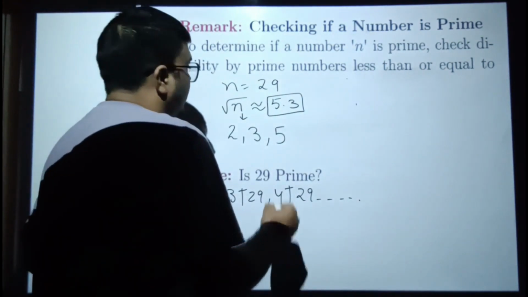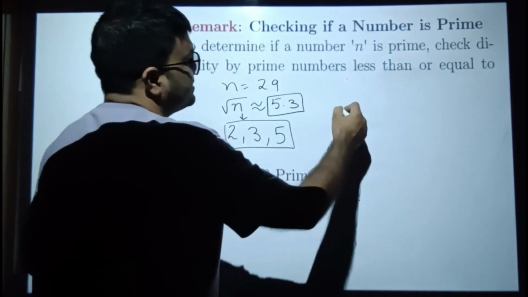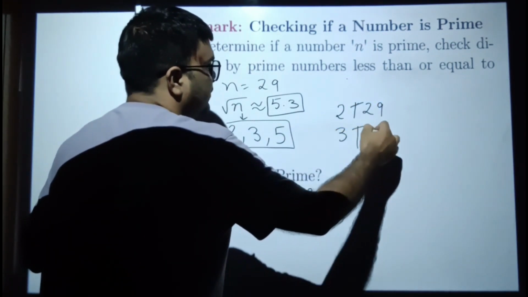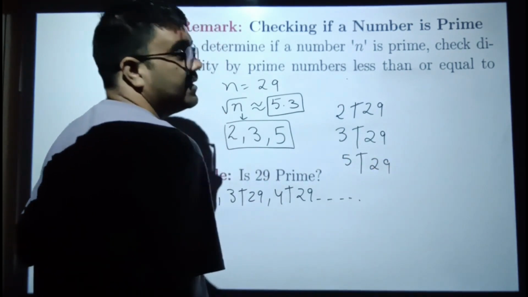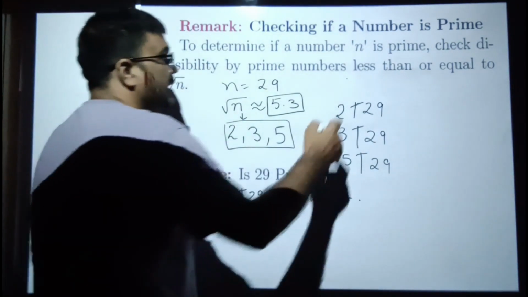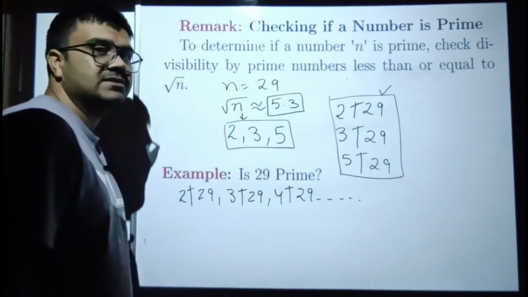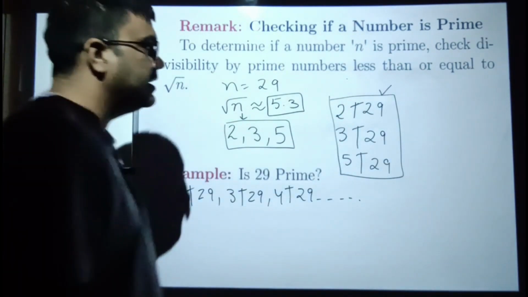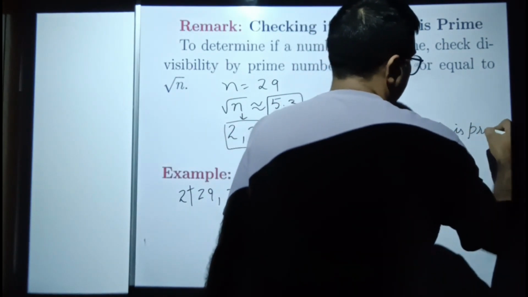Now, we will check the divisibility of 29 with these three numbers. We are saying 2 does not divide 29, 3 does not divide 29, 5 does not divide 29. We need not check with 4, 6, 7, 8. We need not check it. We are just checking the divisibility of the number 29 with these three numbers. If 29 is not divisible by these three numbers, it means that the number 29 is prime.